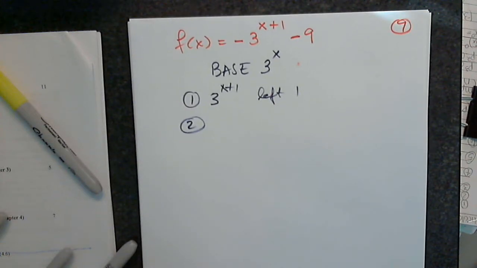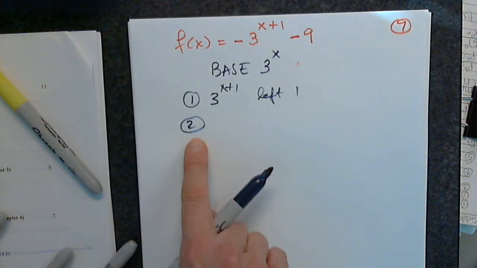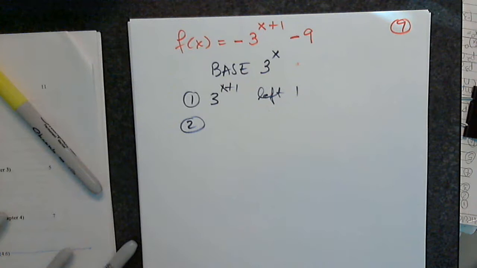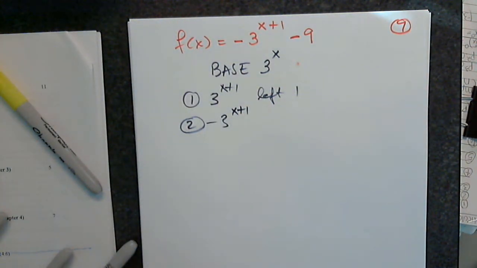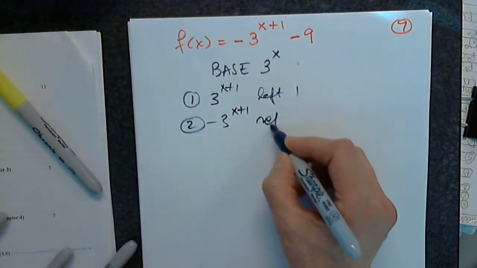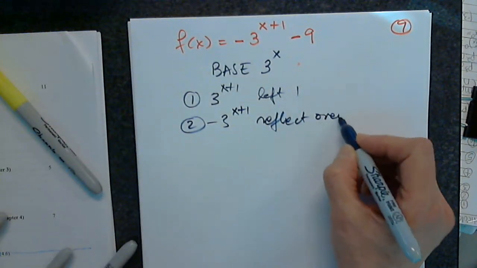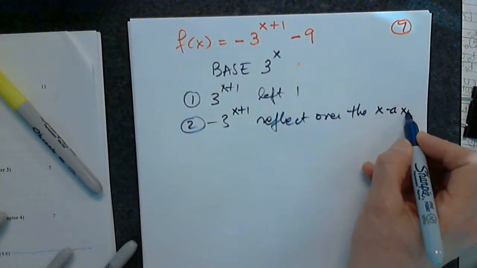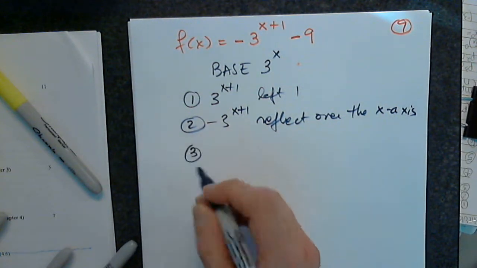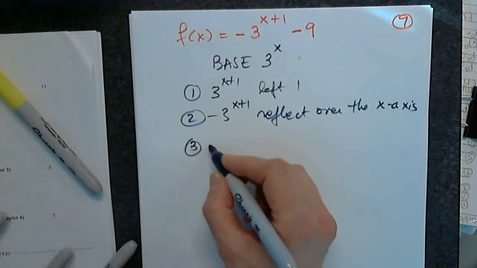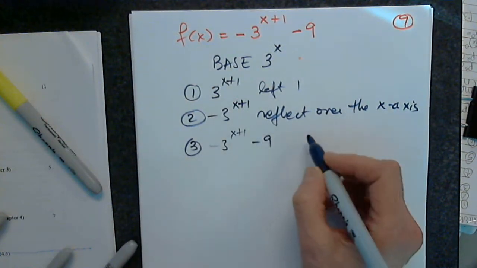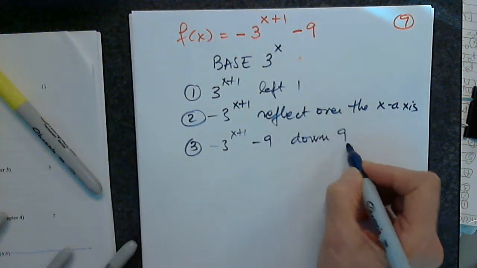No, you can't. Okay, next transformation. Transformation 2 is on function 1: negative 3 to the x plus 1. What will that do? Flips it. Reflect. Very good. Reflect over the x-axis. Awesome. And number 3 is a transformation on number 2. Down. Exactly. Negative 3 raised to x plus 1 minus 9, down 9.